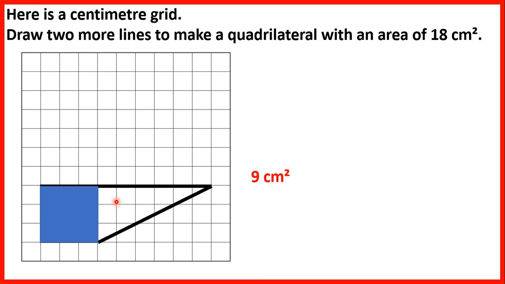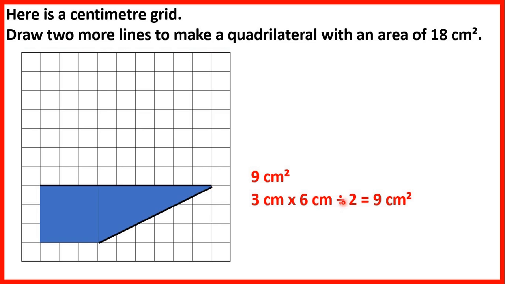And then, to find the area of a triangle, we multiply the base by the height. So the base is 3 centimetres and the height is 6 centimetres. But then, after we've multiplied the base by the height, we need to divide by 2. So 3 times 6 is 18, divided by 2 is 9.